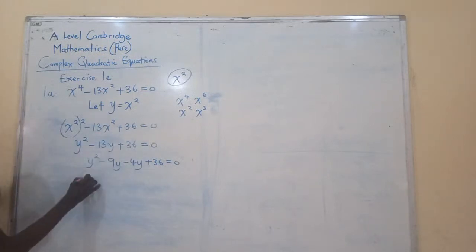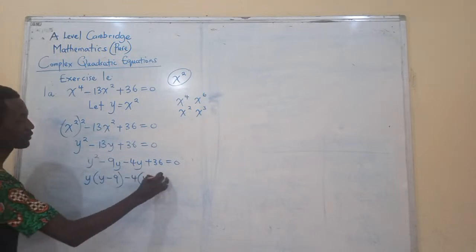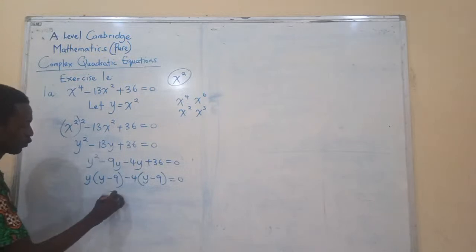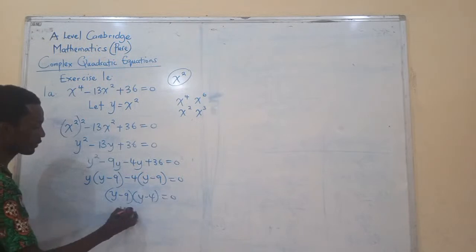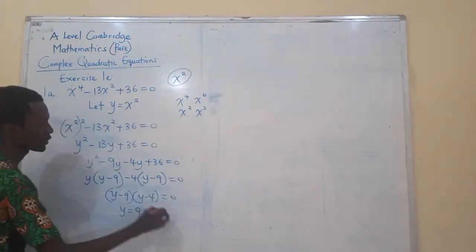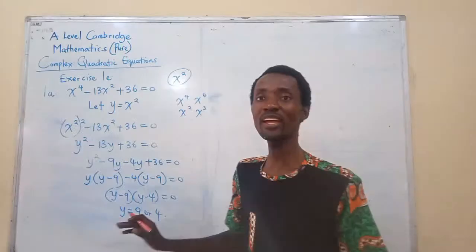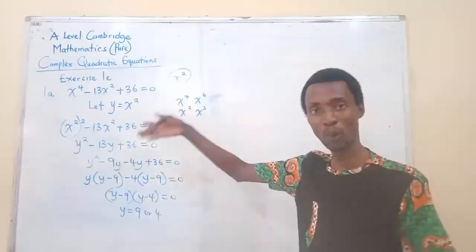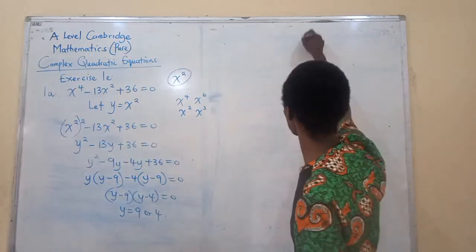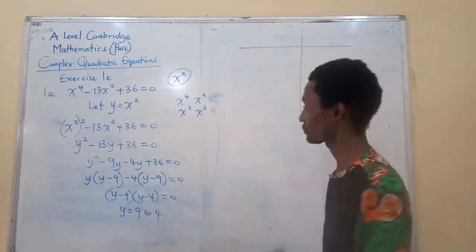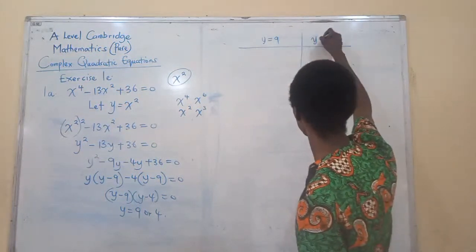Alright, so this will give me y into y minus 9 minus 4 into y minus 9 equal to 0, which means that y minus 9 into y minus 4 will be equal to 0, and then y will be equal to 9 or 4. But remember, that is not what we're told to look for. That was simply a way to solve the problem. It's not the end. So I would come again by using this technique. I'll divide my board into 2. And then I will say y equal to 9 and y equal to 4.